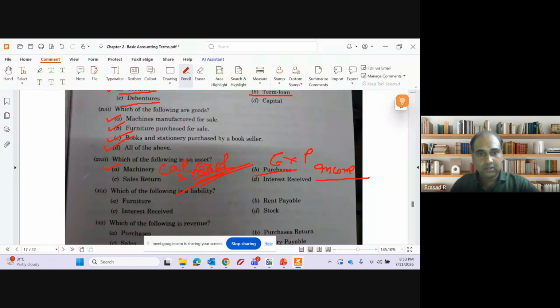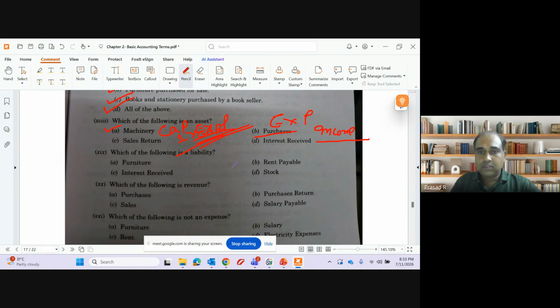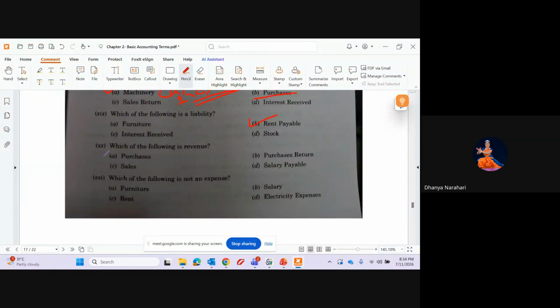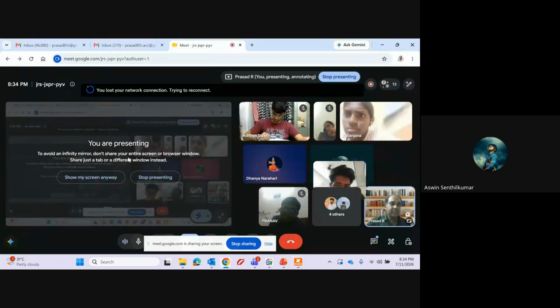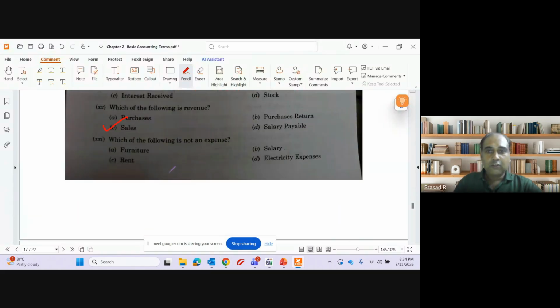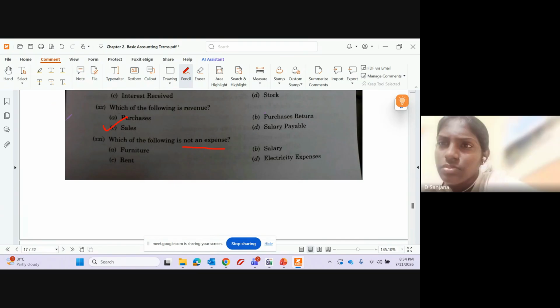Clear? Which of the following is a liability? Rent payable. Option B, rent payable. Which of the following is revenue? Revenue is income. Which of the following is income? Sales. Purchases cannot be income, right? It is an expense for the company. Clear? Which of the following is not an expense? Furniture, sir. Furniture. Okay.